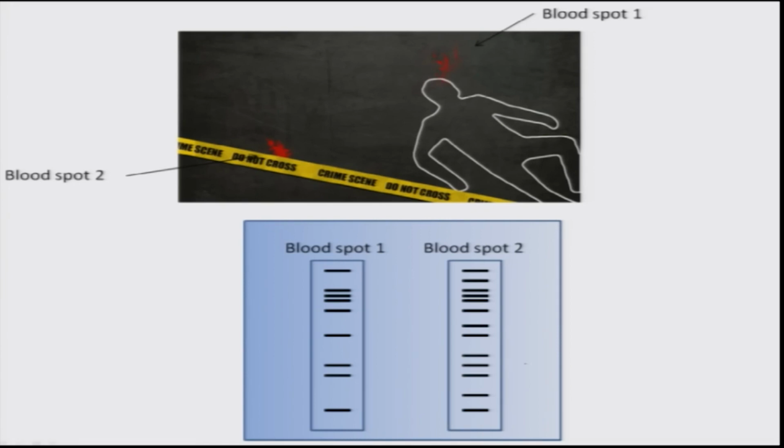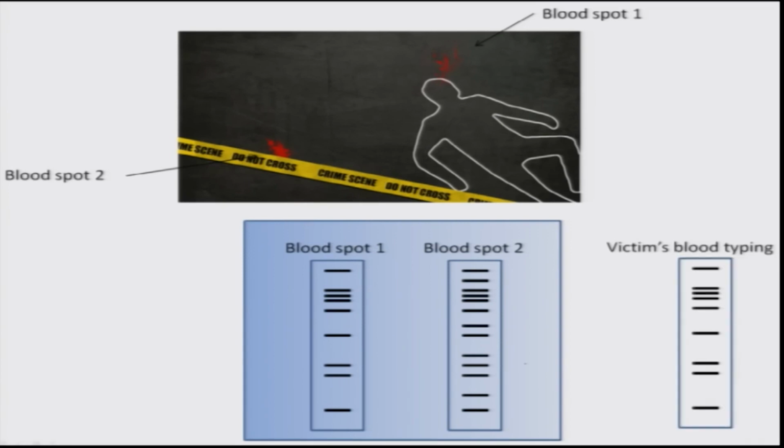This is the banding pattern that you see for both blood spots. It's quite different, so that tells us that they come from 2 different individuals. It doesn't just belong to the person who was killed. So which one belongs to the victim? For that, simply type the pattern for the victim's blood, and we see that it is very similar to blood spot 1, near the head of the victim, which tells us that this blood spot comes from the victim who has been murdered.